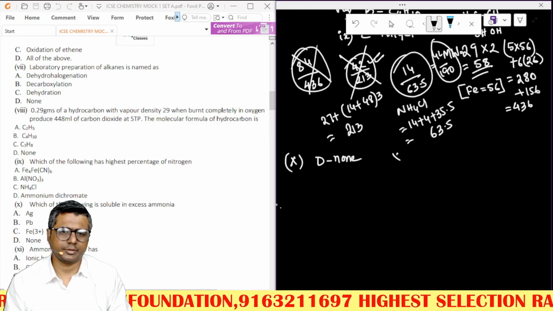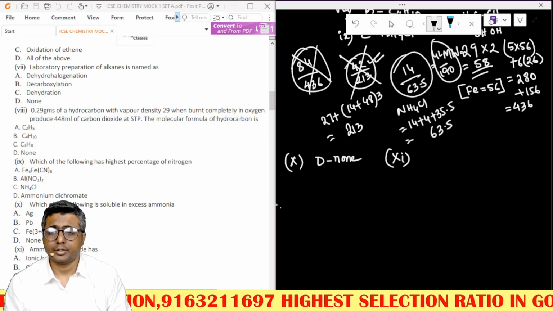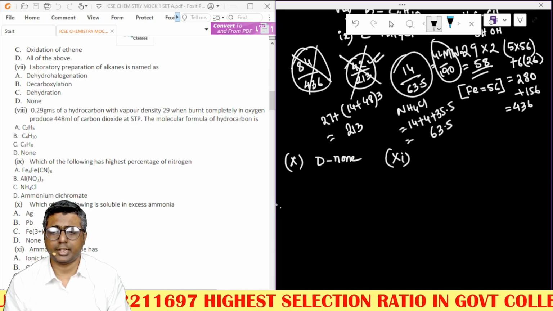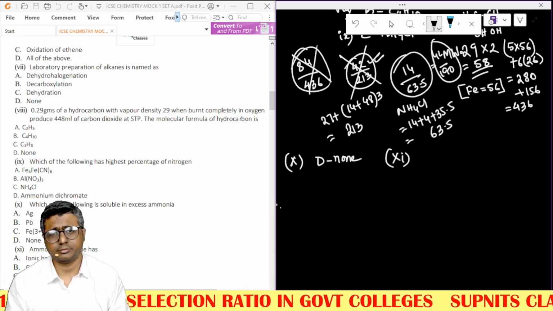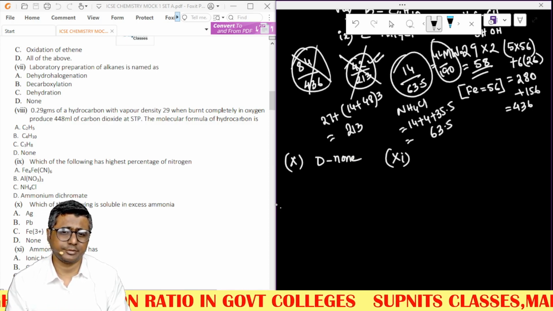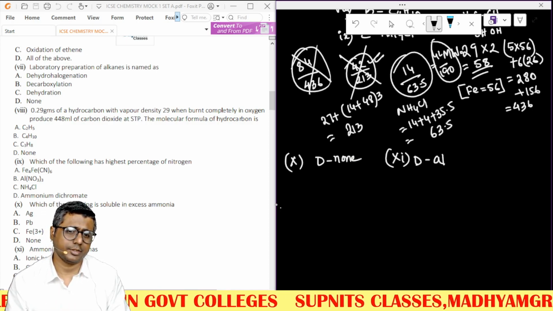Next is my question number 11. Ammonium chloride has which kinds of bond? Ionic bond, covalent bond, and coordinate bond. Each and everything. So this will be D, all.